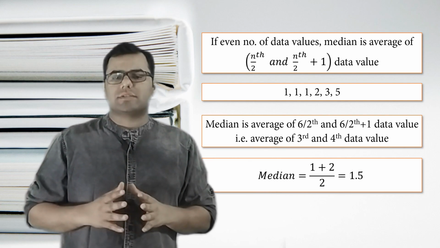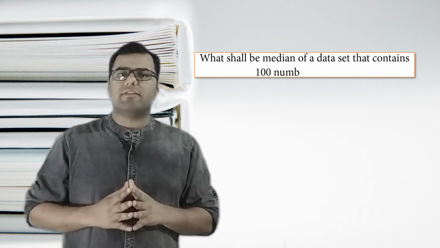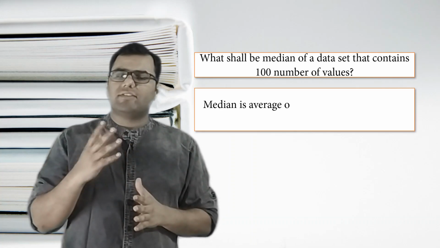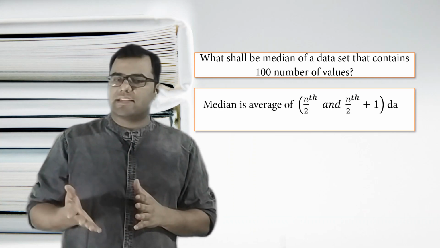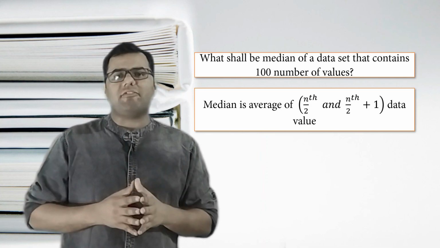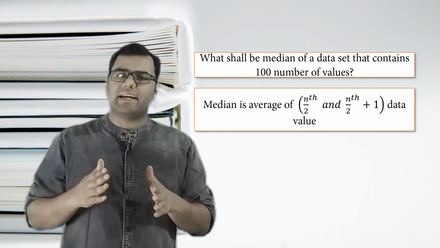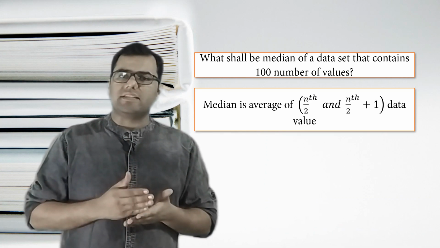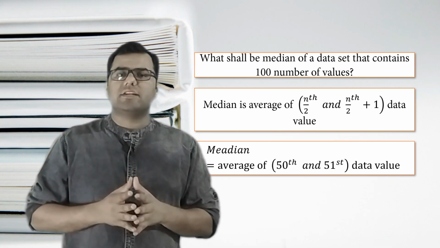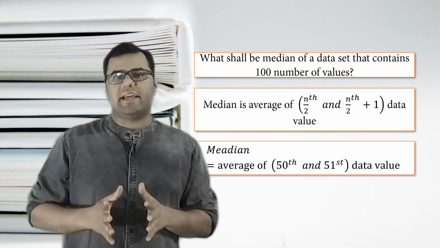Similarly, suppose in a data set there are 100 different values. What shall then be the median of this data set? If there are 100 values, that is, an even number, then the median shall be the average of the 100 by 2 and 100 by 2 plus 1 data points. That is, the average of the 50th and 51st data shall be our median. Again, we have already arranged this data in ascending or descending order.